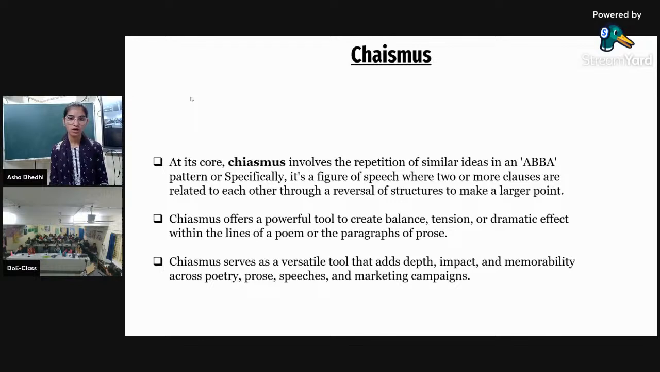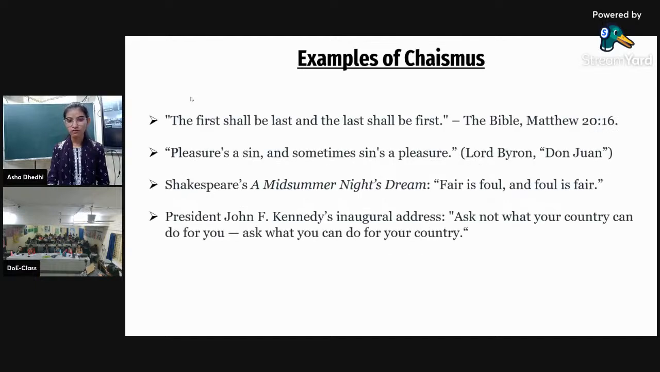The next term is chiasmus, right? Chiasmus involves the repetition of similar ideas in a reversed pattern. Specifically, it is a figure of speech where two or more clauses are related to each other through a reversal of structures to make a larger point. So what happens in a chiasmus is that there is one sentence which is reversed in another part of that sentence, and it would be considered as a chiasmus. The chiasmus offers a powerful tool to create balance, tension, or dramatic effect within the lines of a poem or the paragraph of prose.